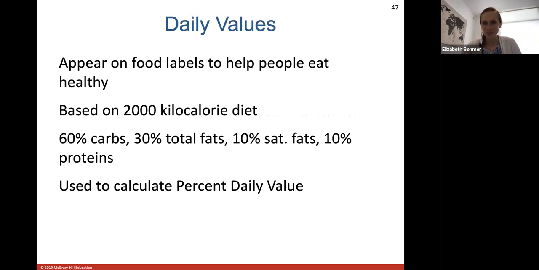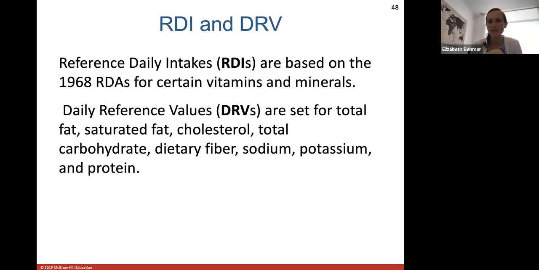Daily values are what we use to describe a food label to help us eat properly, and it's based on a 2,000 kilocalorie diet. It should be about 60% carbs, 30% total fats, 10% saturated fats, and only about 10% proteins, and these are used to calculate percent daily values. Our reference daily intakes are based on 1968 RDAs for certain vitamins and minerals, and daily reference values are set for total fat, saturated fat, cholesterol, total carbohydrate, dietary fiber, sodium, potassium, and protein.